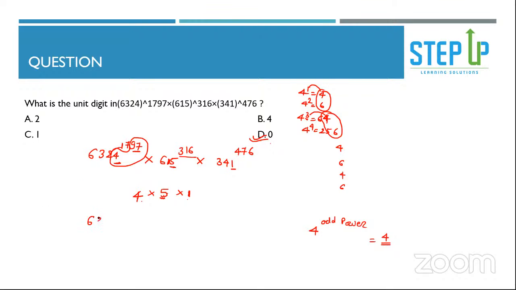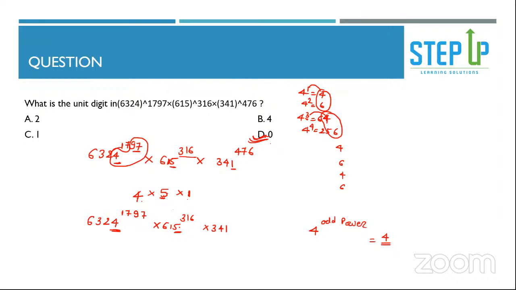Or instead of doing this, I could have done it in one more simpler way. 615, 316, 341. This is a multiple of 5, an even multiple. 5 into an even number always ends with 0.